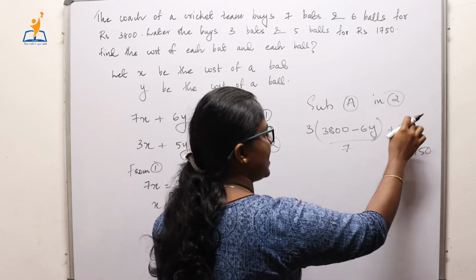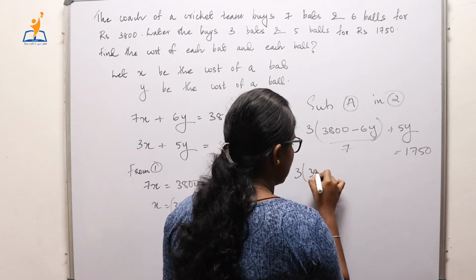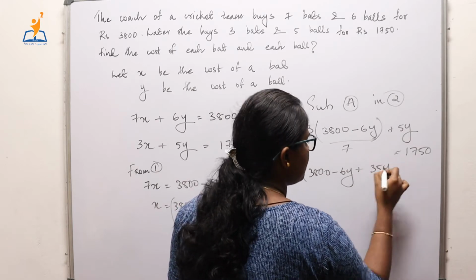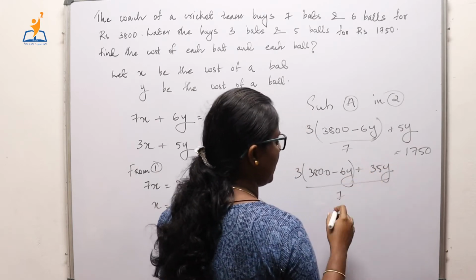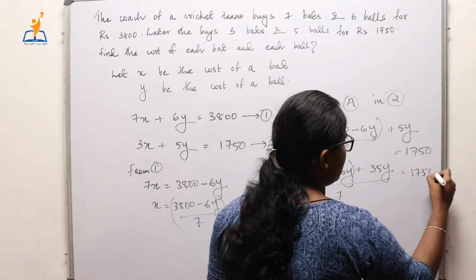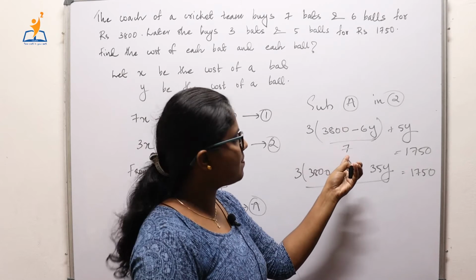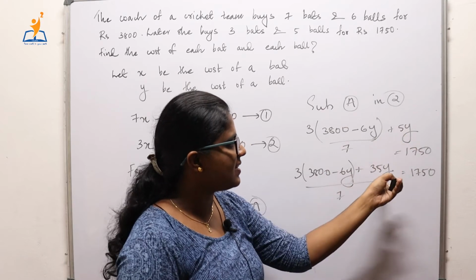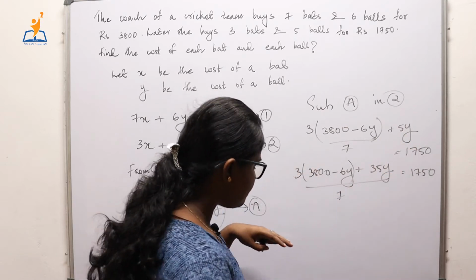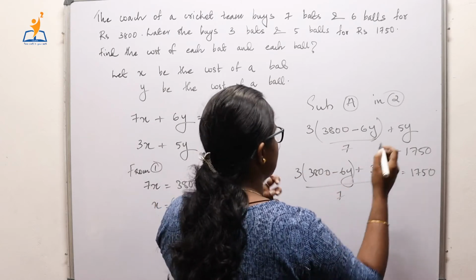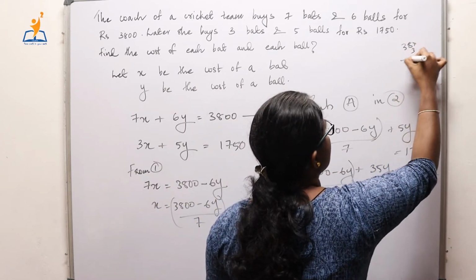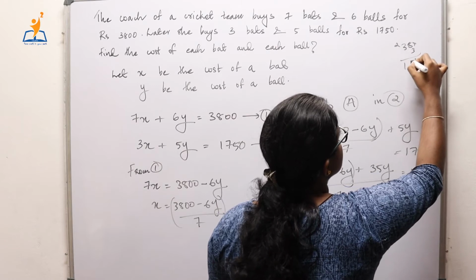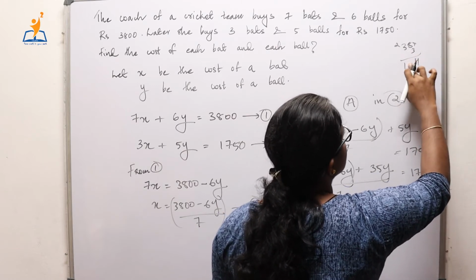For that, first of all, we can take the LCM like this, that is 3 into (3,800 minus 6y) plus 7 into 5, which is 35y, whole divided by 7 equals 1,750. First of all, we took the LCM, that is 7. So in order to make the denominator 7 here, we multiplied this term by 7, that is 35y, and this term remains the same. Now what is 3,800 into 3? That is 38 into 3. 8 3s are 24 and 3 3s are 9, and 9 plus 2 is 11.